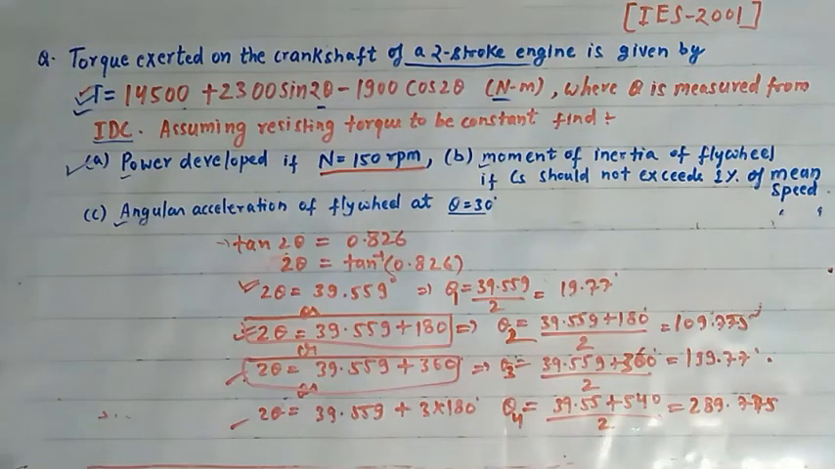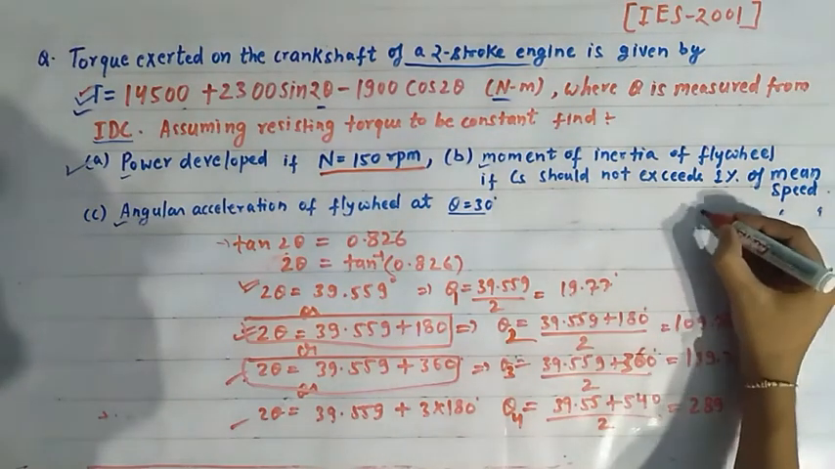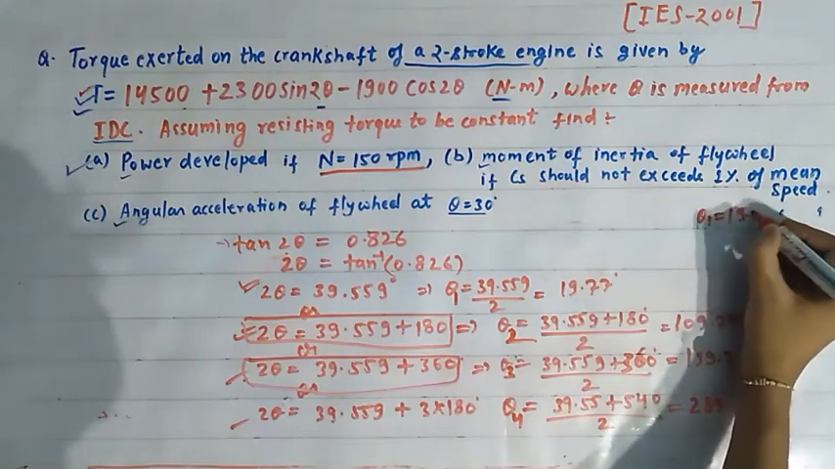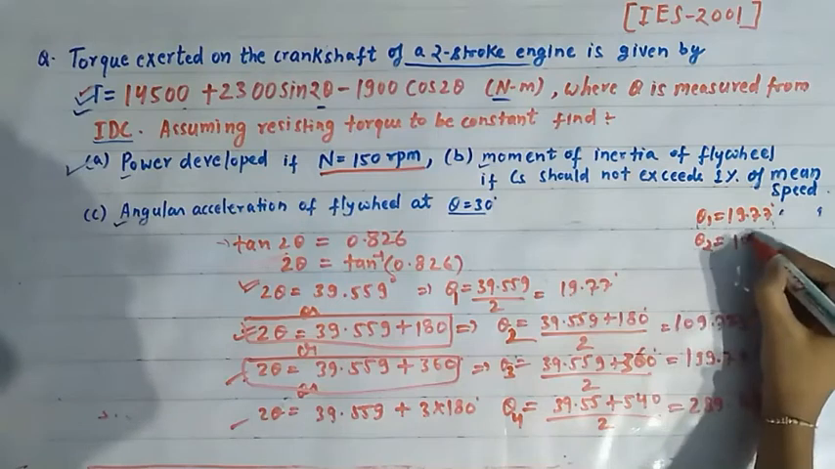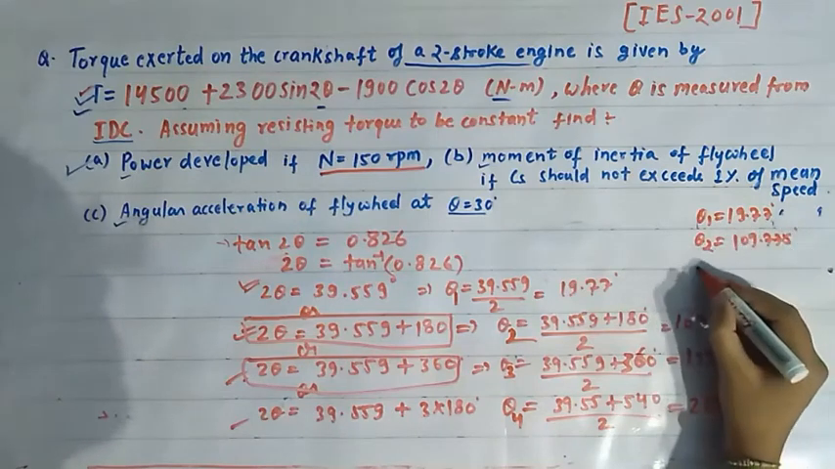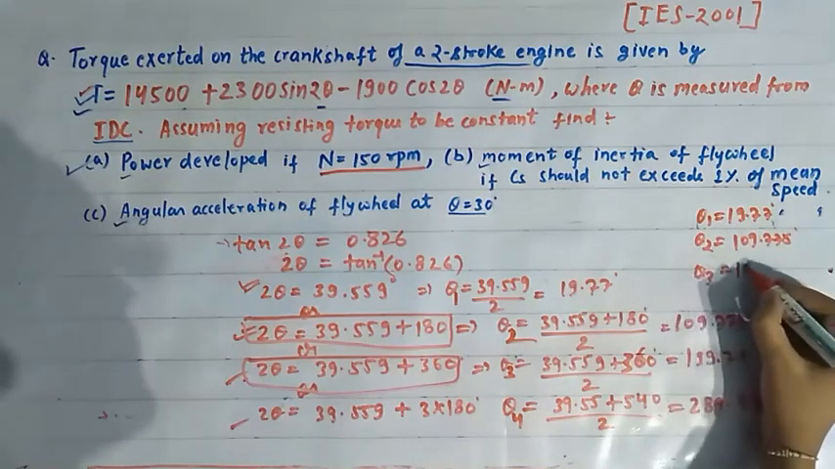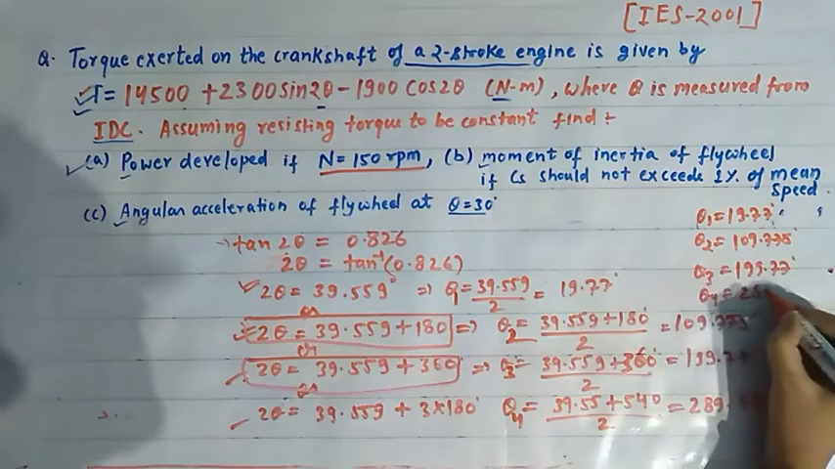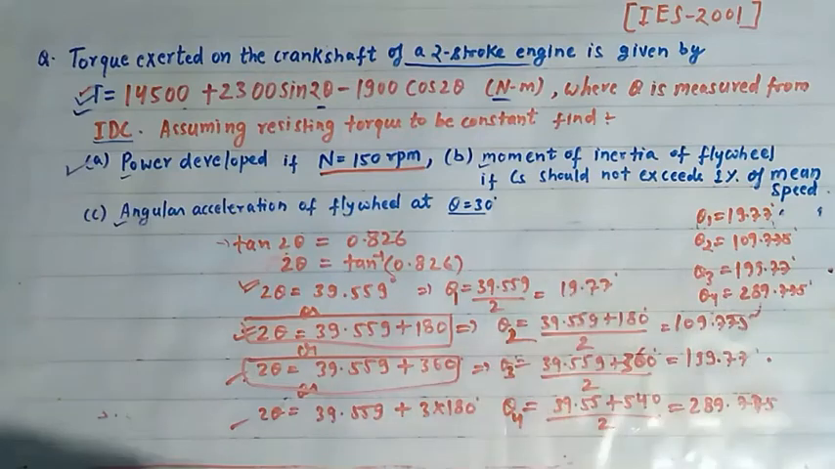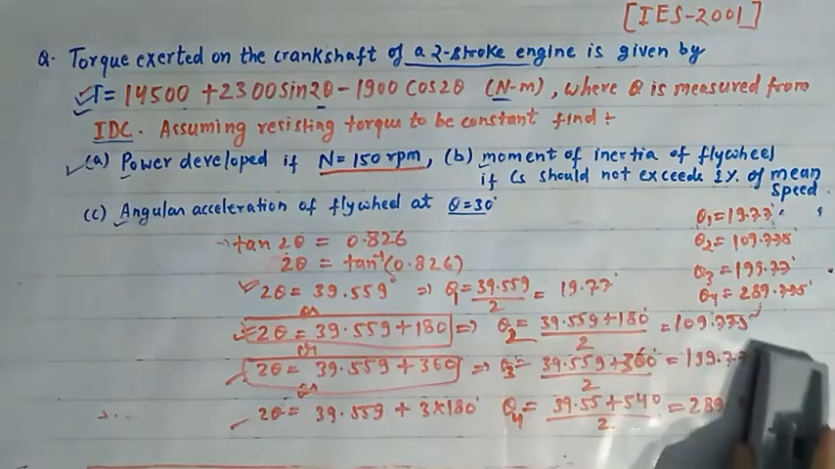So I will write down here the value of theta 1 as how much? 19.77 degree, the value of theta 2 as 109.775 degree, the value of theta 3 as 199.77 degree, and theta 4 is equal to 289.775 degree. Okay, and I am rubbing this whole thing.